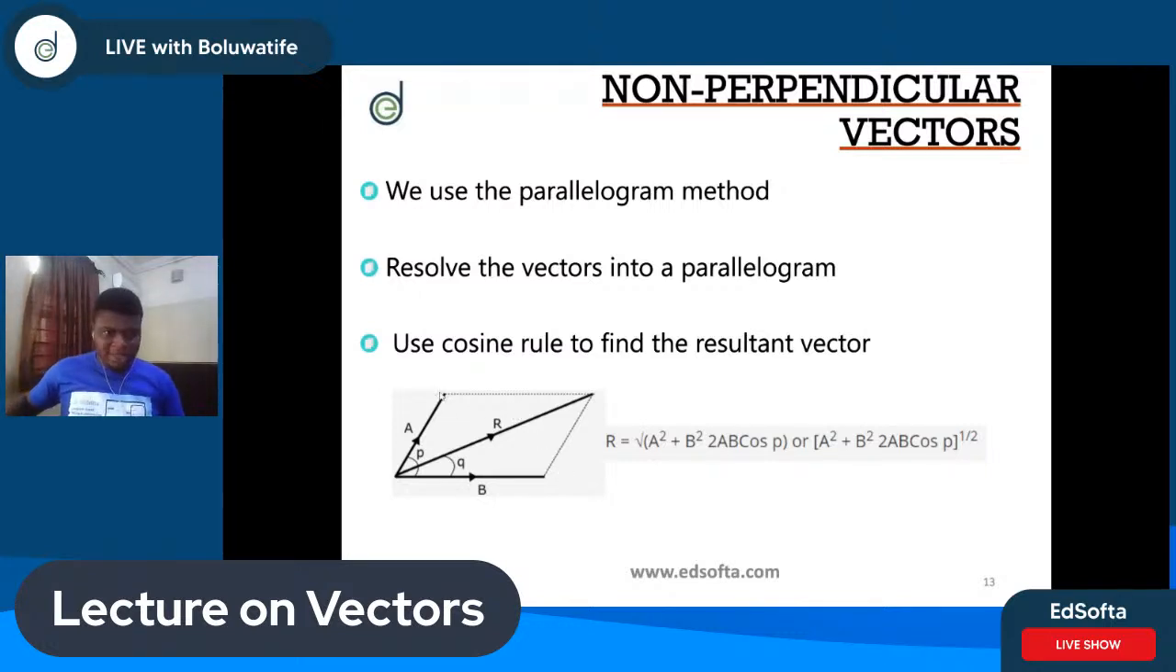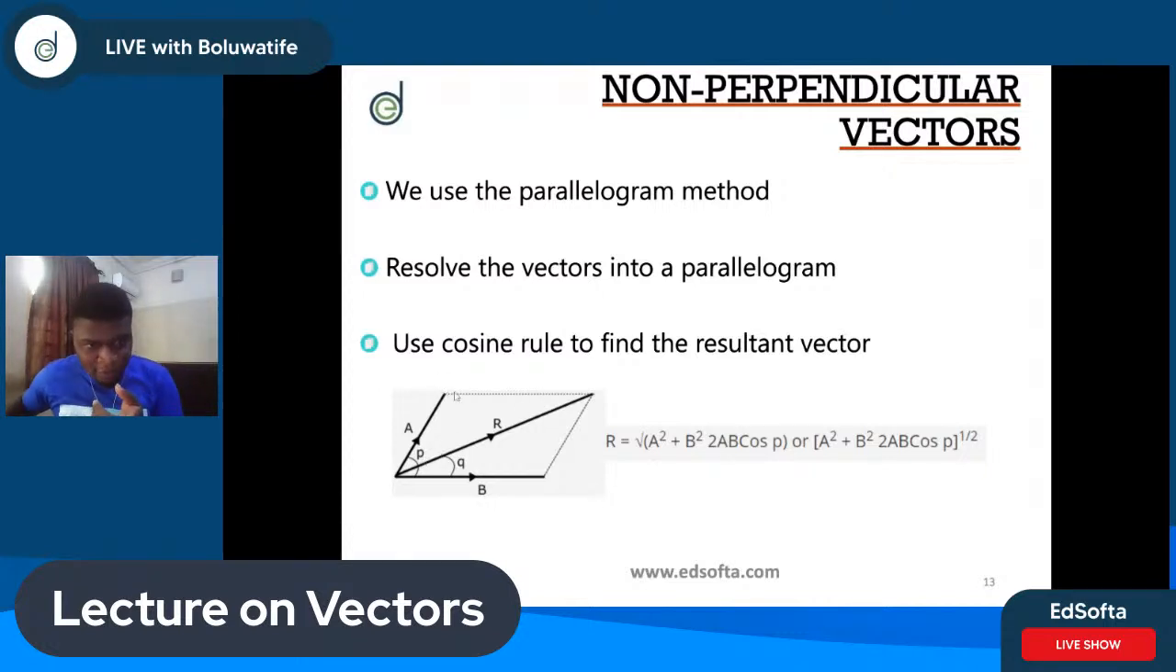So you join this, you extend it, so you're sort of completing what? The parallelogram. So this line here is the same as this line here, and this line here is the same as this line here. It's as straightforward as that. So now, once you have completed the parallelogram, how do you find the resultant? So remember the cosine rule.